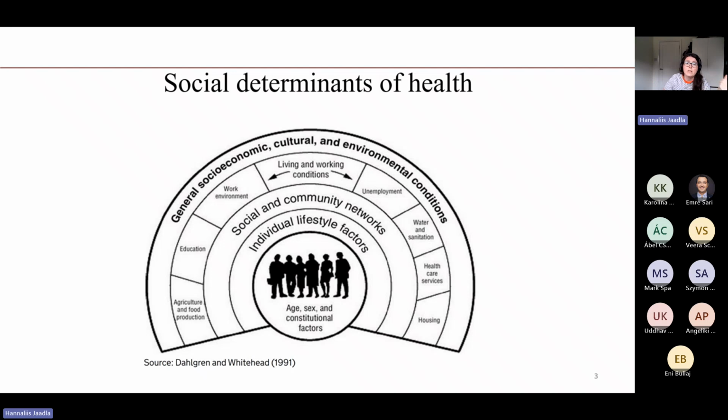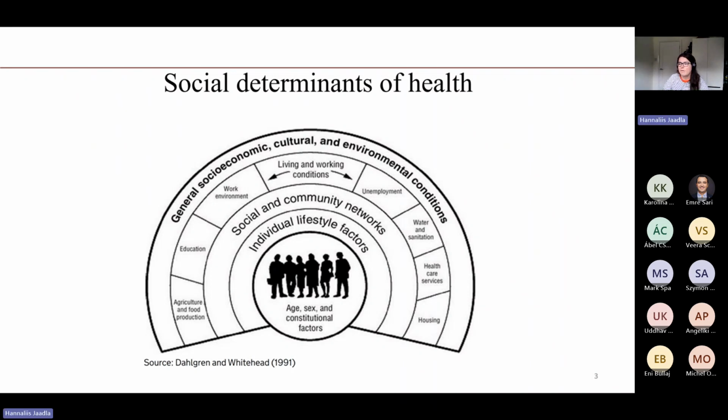You have the social and community networks. This is about social support, community norms, relationships, and those can have positive or negative impacts on health. And then you have another, a bit wider layer that includes living and working conditions, about housing, employment. It's also the general socioeconomic, cultural, and environmental conditions. And this could be about the wider society: social policies, economic systems, cultural values, and also environmental conditions that then impact people's health.